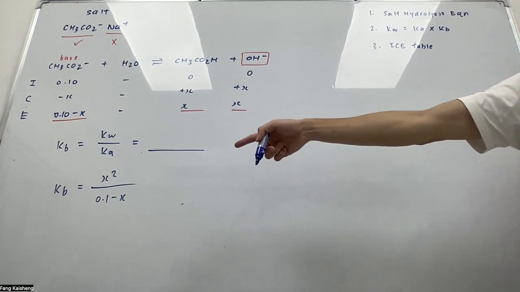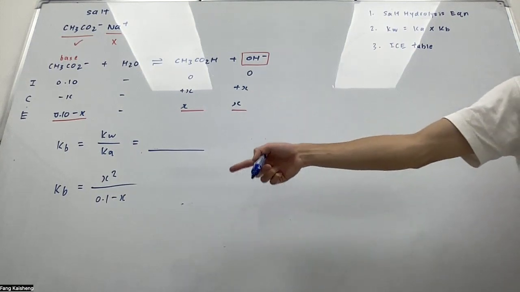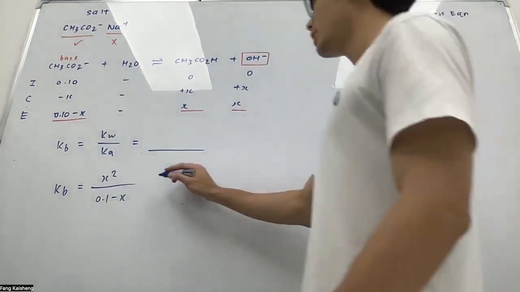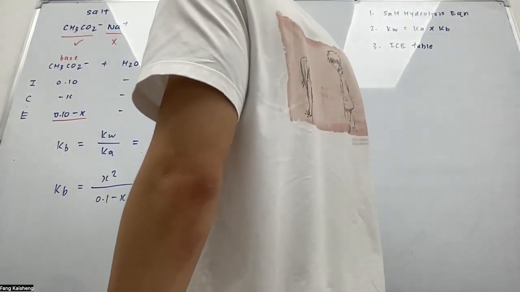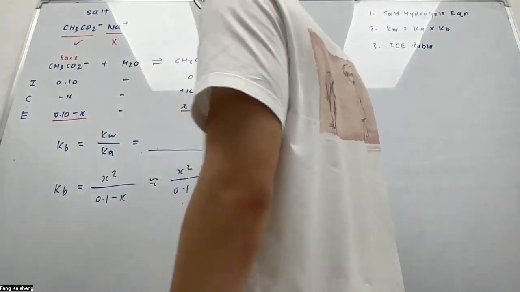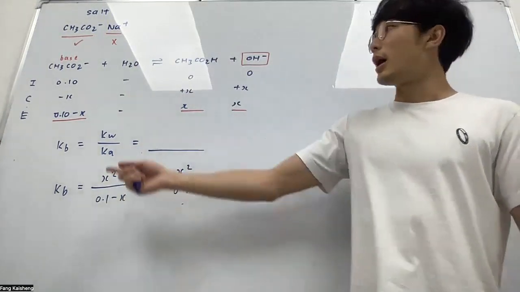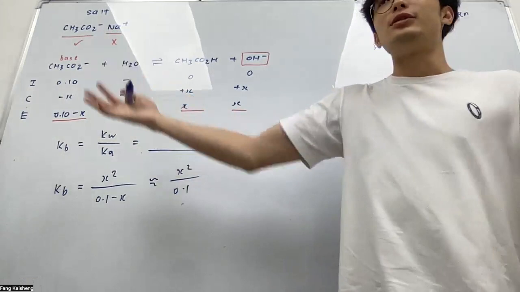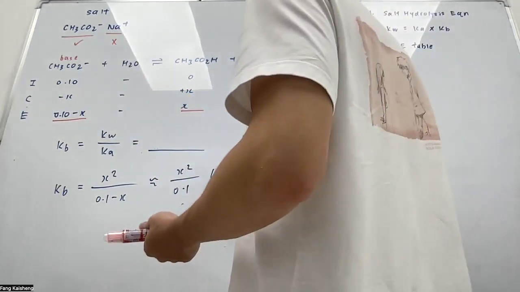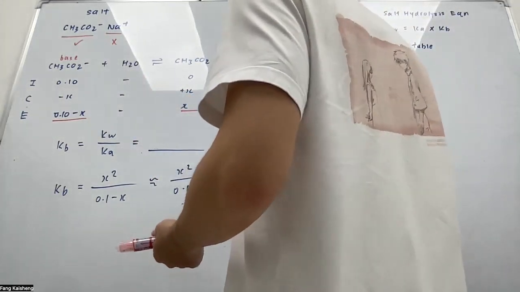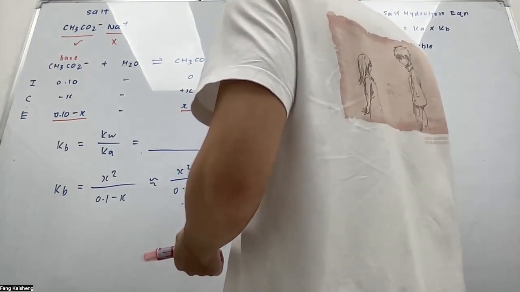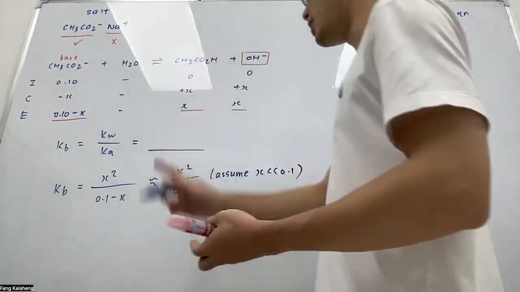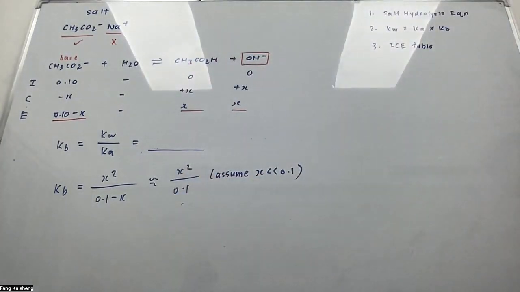This is quadratic. We do not want quadratic, so the bottom changes to 0.1. Why can we do this? x is very small, because it hydrolyzes to a very small extent, so ignore it. That's the best way to circumvent the quadratic equation. Then you equate this to Kb and solve for x. It's up to you guys to get how Kb is found.